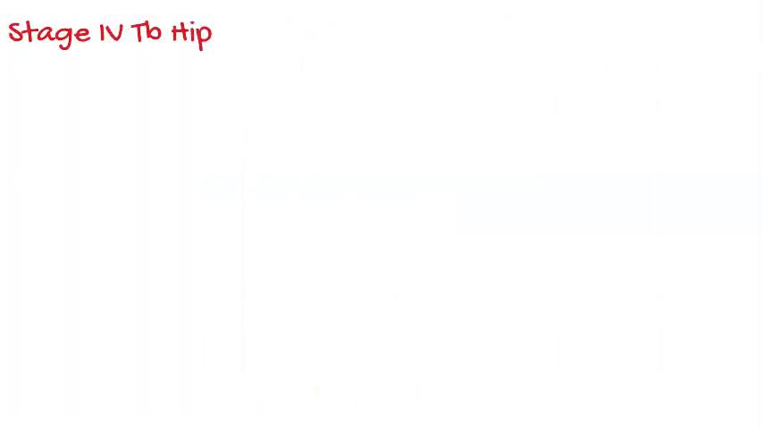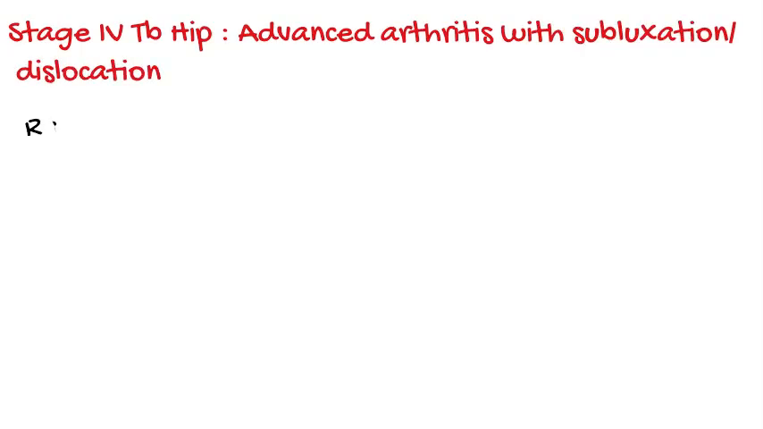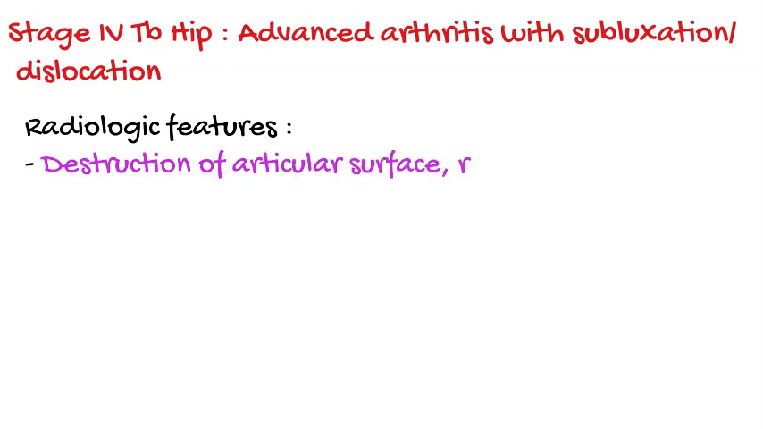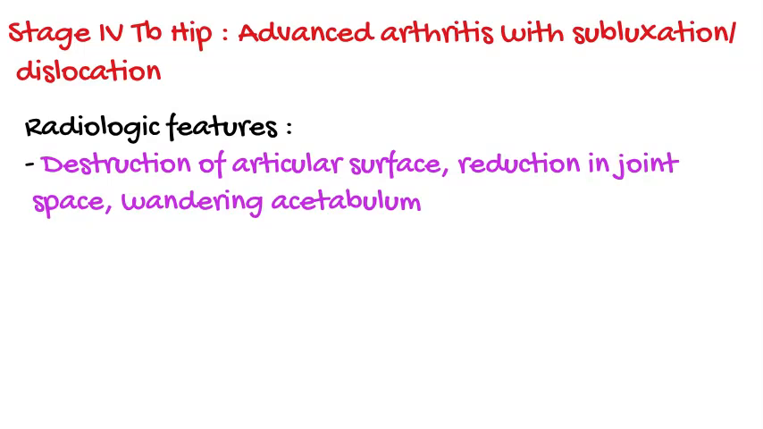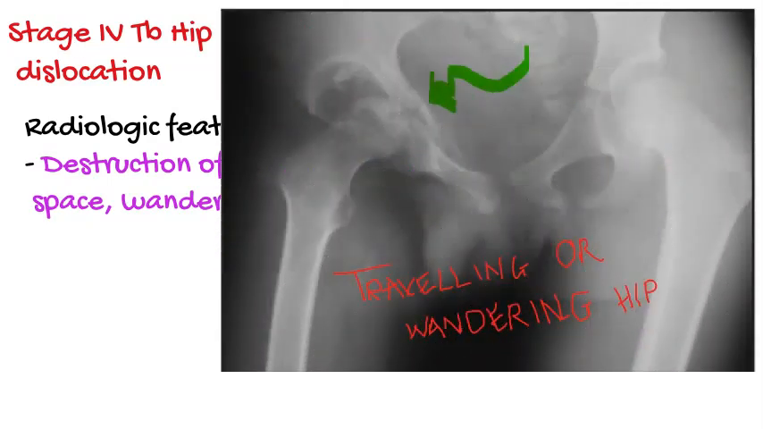In stage 4 TB hip, advanced arthritis with subluxation or dislocation, the radiologic features show destruction of articular surface, reduction in joint space, and wandering acetabulum. This pelvic X-ray illustrates the travelling or wandering right hip in stage 4 disease.